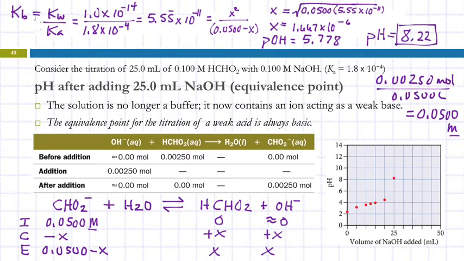Any questions? So the equivalence point when we're titrating a weak acid is always going to be basic, because after we've neutralized all of the acid, we have that weak base present, and it will react to a slight extent with water and form a slight excess of hydroxide ions. So the solution will be basic at the equivalence point.